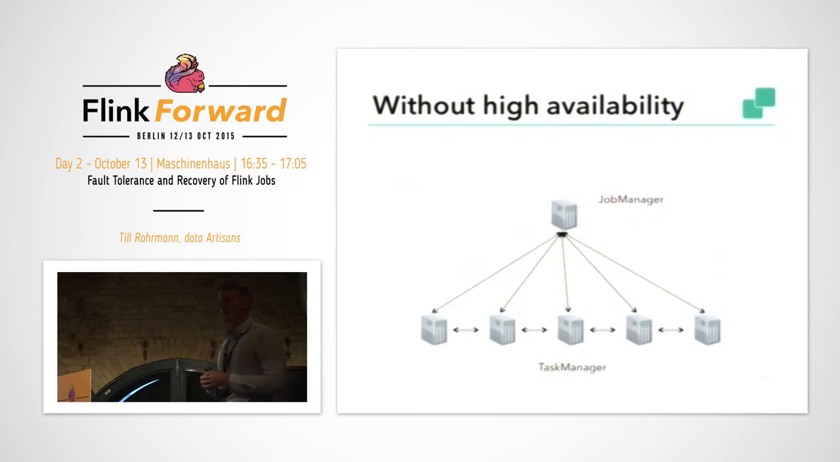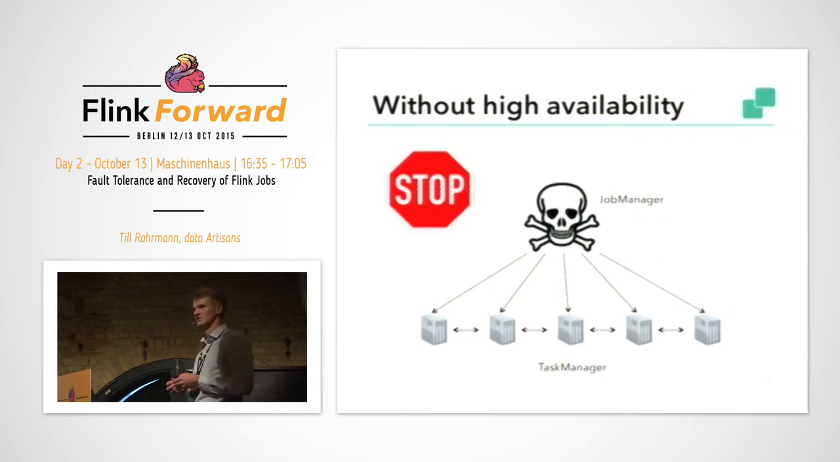If we take a look at the current architecture of the system, we see that we have multiple task managers, which are responsible for executing the actual work, and one job manager, which is responsible for orchestrating the work, distributing the tasks to the task managers, and accumulating the results, for example. The thing is, there is only one job manager. So what happens if it fails? Well, your cluster stops working because there's no other job manager which can take over. So obviously, then even checkpointing won't help you because the cluster stops working.